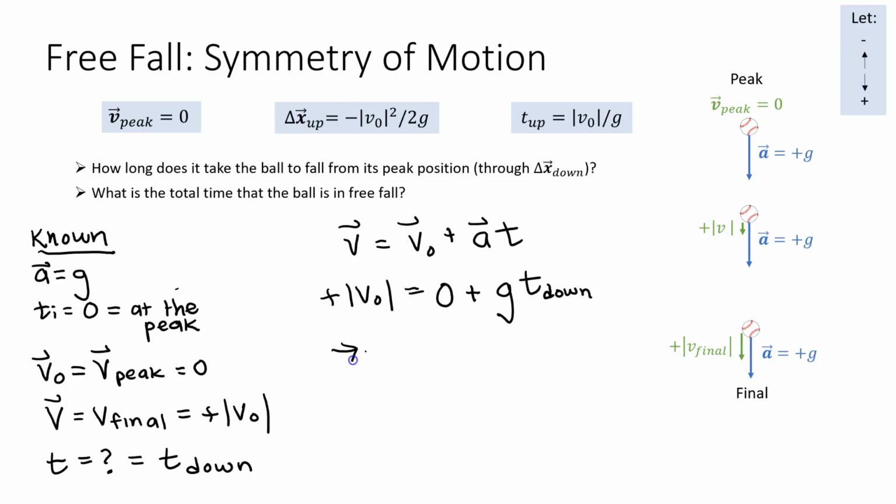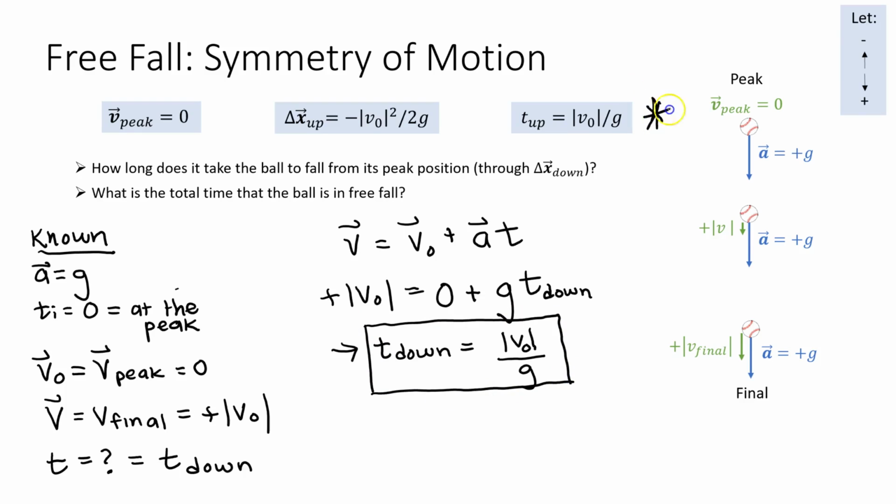So I can go ahead and solve for t down, and I get the magnitude of v naught divided by g. So this is the amount of time it takes for the ball to go from the peak back down to my hand, and it should look awfully familiar, right? If you look up at the top, this is exactly equal to the amount of time it took the ball to go from my hand to its peak. And so what does that tell me the total time is? Well, the total time in free fall is from the moment it leaves my hand to the moment it comes back, and so that would be t up plus t down.